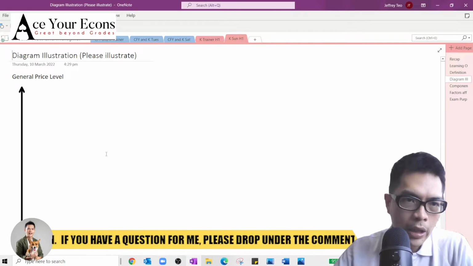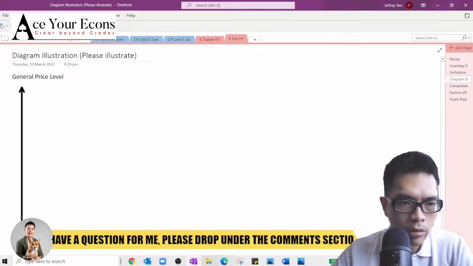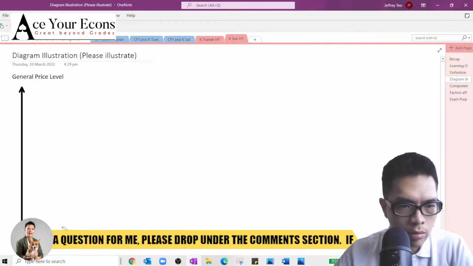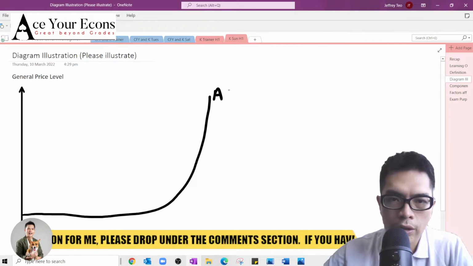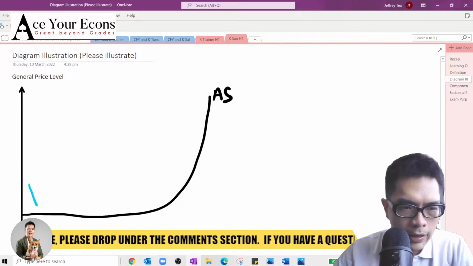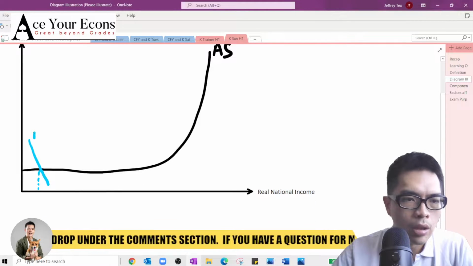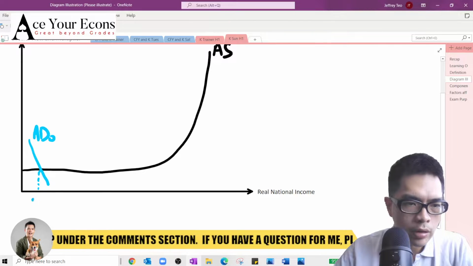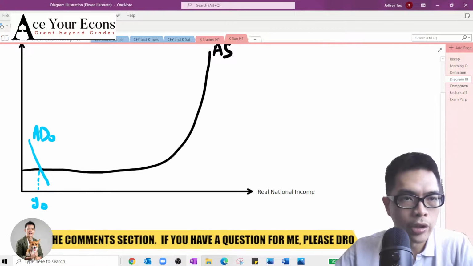So please join me in this drawing activity. I'm going to guide you all together on how to make sense of this. So this is your aggregate supply. You often see in our answer keys, when we illustrate macro goals, that this is your initial AD and your initial real national income.